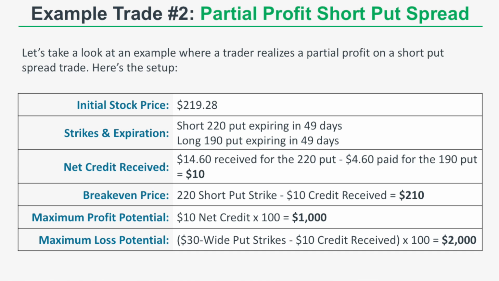Now the maximum profit potential is the $10 net credit we received times 100, which is $1,000. And since our put spread is $30 wide, the most we can lose is the $30 width of the put strikes minus the $10 we received times 100, which is $2,000. So the most we can make is $1,000, the most we can lose is $2,000. Now let's go ahead and see what happens to this put spread over time.